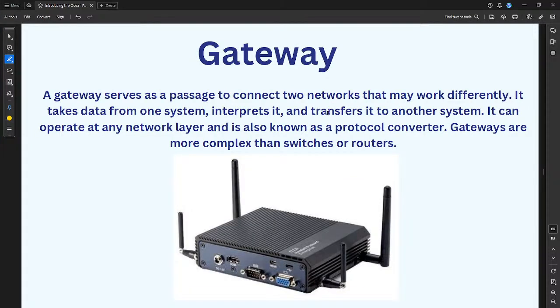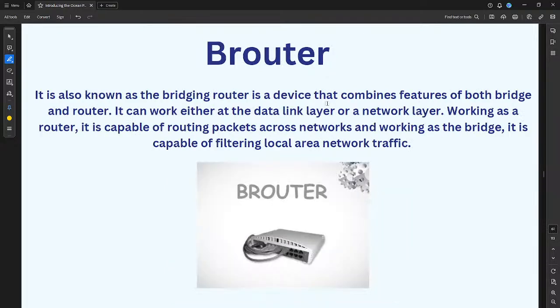Now, of course, we also have a gateway, which serves as a passage in connecting two networks that may work differently. What this does is it takes data from one system, interprets it, and then transfers it to another system. It can also operate at any network layer, and is also known as a protocol converter. So gateways are more complex than switches or routers.